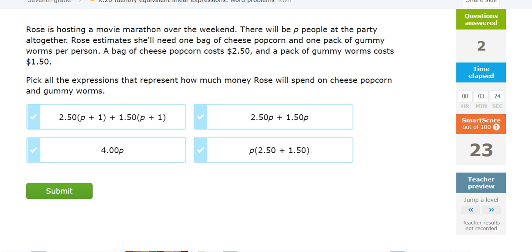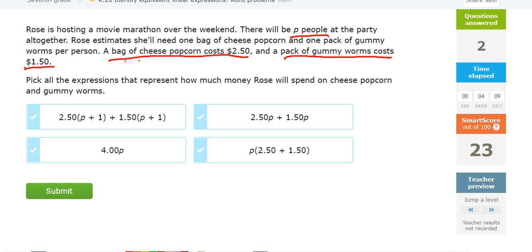So again, we're going to have to go back through the problem and identify our quantities. Okay, so there are going to be P people at the party. Rose estimates she'll need 1 bag of cheese popcorn and 1 pack of gummy worms per person. Each bag of popcorn is $2.50, so that would be $2.50 times the number of bags, and a pack of gummy worms costs $1.50, so it'll be $1.50 times the number of gummy worms. Since you're using P to represent both, each 1 bag is going to be $2.50 and 1 pack is $1.50. So let's see here.